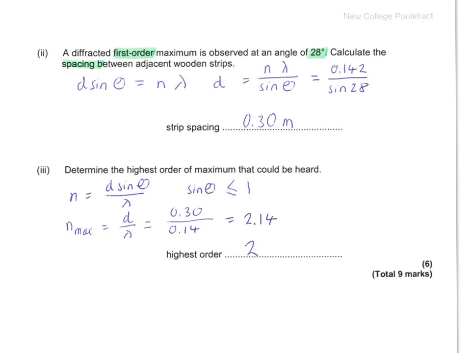But I can't have 2.14 maxima. I can only either have 2 maxima or 3 maxima. So we have to round down. If it's not exactly 3 or bigger, I can't get the third one in. So that gives me a highest order maxima of 2. So that was the Waves homework booklet question 33.